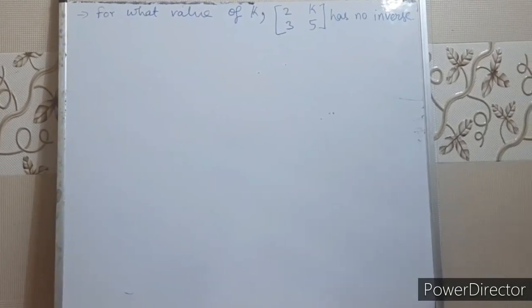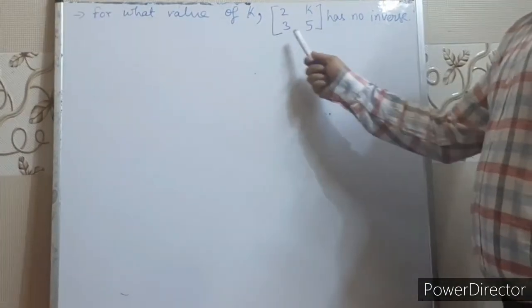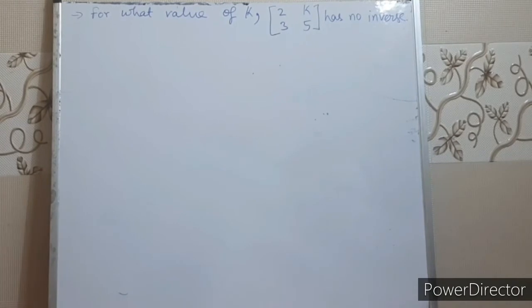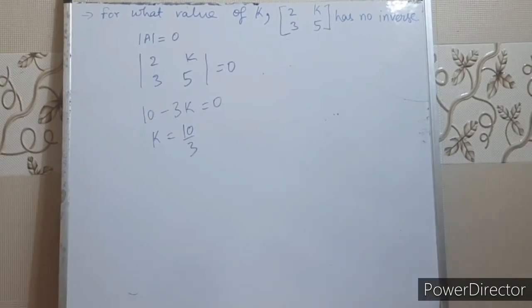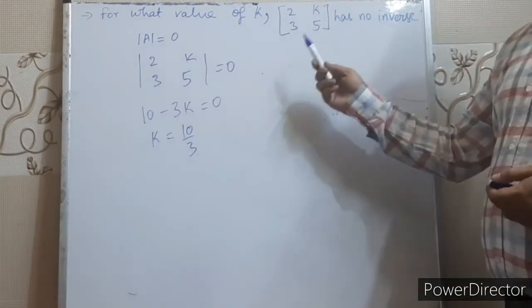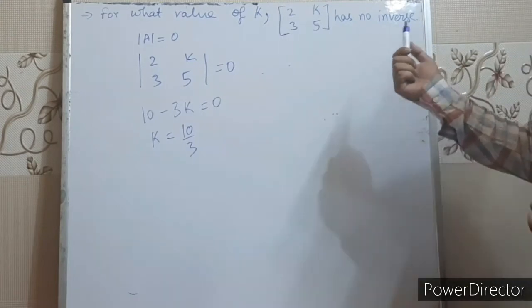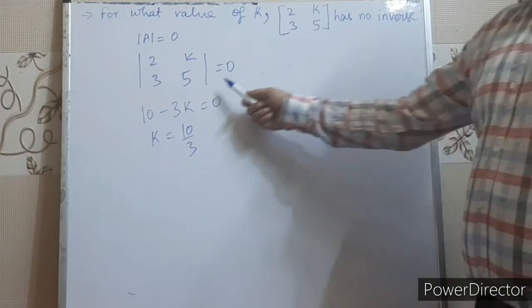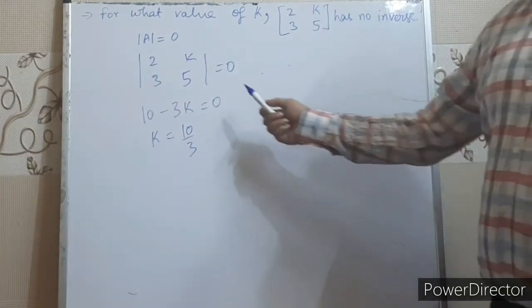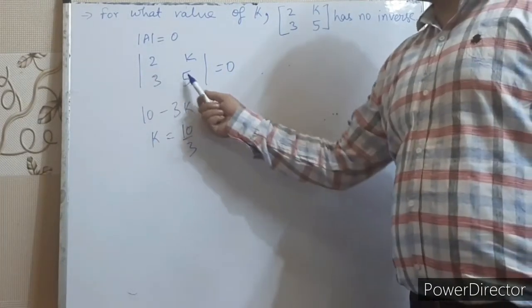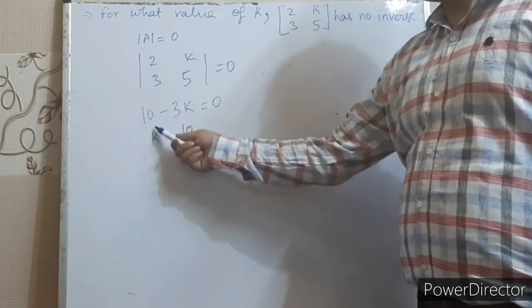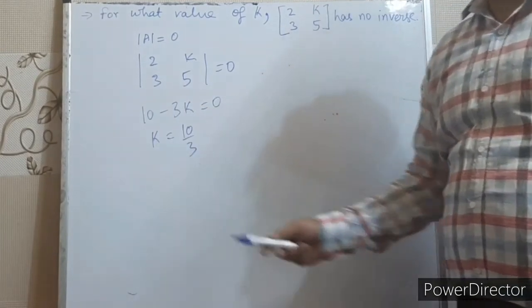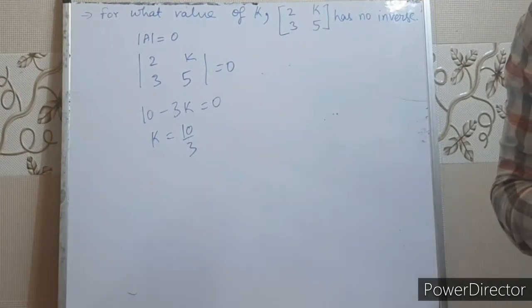Children, the next sum states: for what value of k does this matrix have no inverse? Let's see the solution. We say that any matrix A has no inverse only when the determinant of that matrix is 0. We assume that the determinant of this matrix is 0. When the determinant becomes 0, the value of this determinant is 10 minus 3k. Okay, transfer 3k to that side, cross multiply, we get the value of k equals 10 by 3. Okay, children?